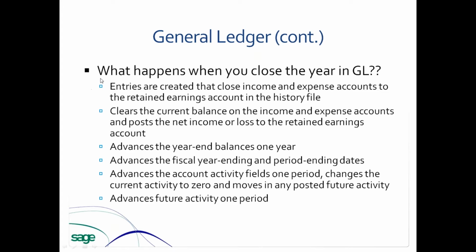So before we talk about that, let's talk about what happens when you close the year. So I already mentioned that it's going to create entries for your income and expense accounts to retained earnings. Then it clears out the current balance on the income and expense accounts. And then it advances all of the buckets in the GL master file. So the year-end balance is moved by 1 year. The fiscal ending dates and period ending dates move. And it also rolls all the activity fields on the activity tab. Those all roll by one, and then it pulls in one more future period field.